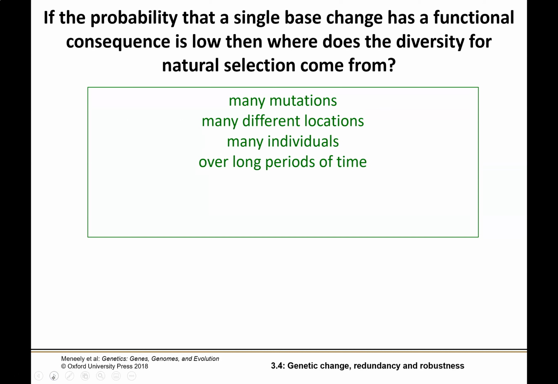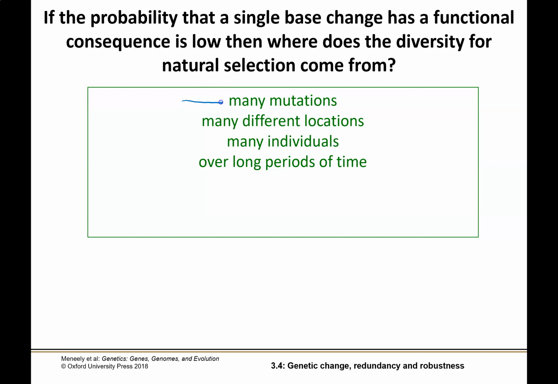If we have a single base pair change, and the chance of that having a consequence for the organism is low, then where do we get this diversity that natural selection can act on? In other words, organisms have mechanisms built in to limit the problems that arise due to changes in a genome. So if we limit these changes, how do we actually get the diversity that we need for natural selection? Well, it comes from many places.